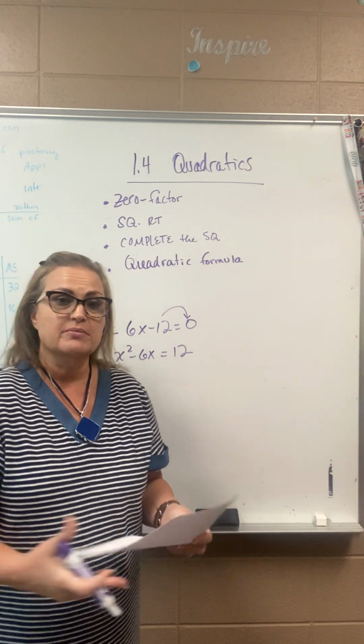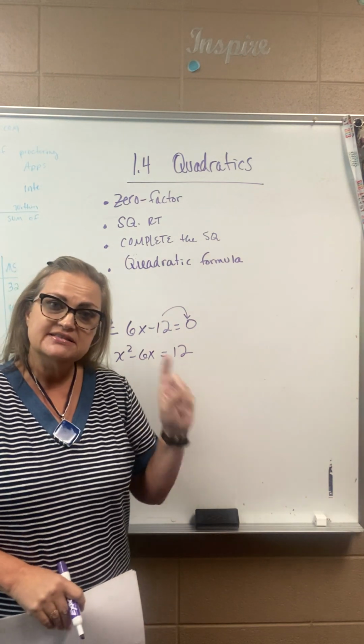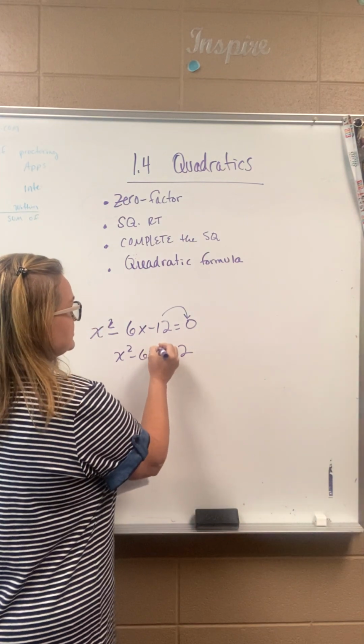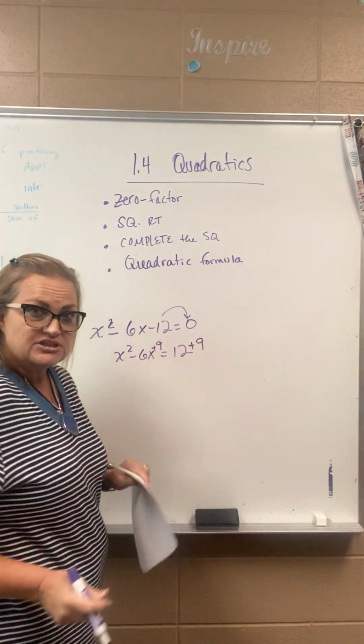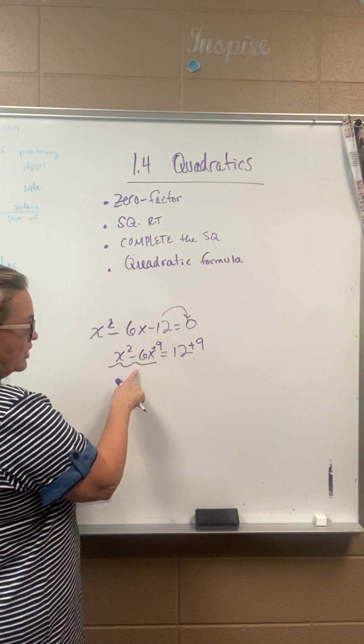You complete the square by taking half of the middle term and squaring it. Half of 6 is 3. 3 squared is 9. 9 is the number that completes the square. I add that to each side. Step 4 says that this is then guaranteed to always factor.